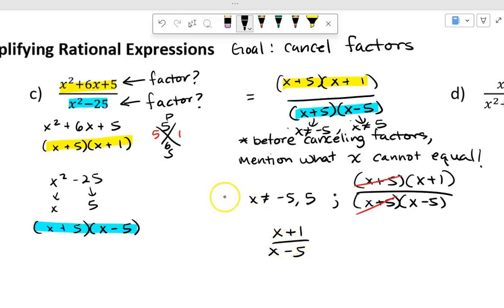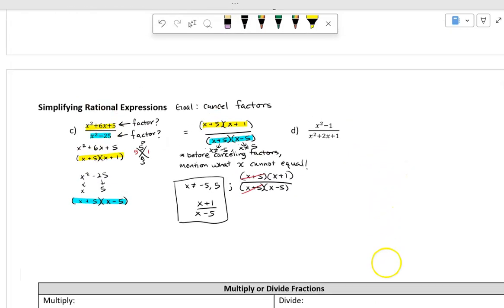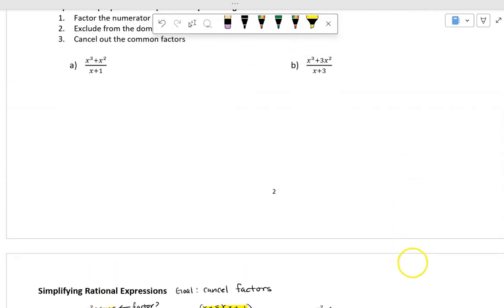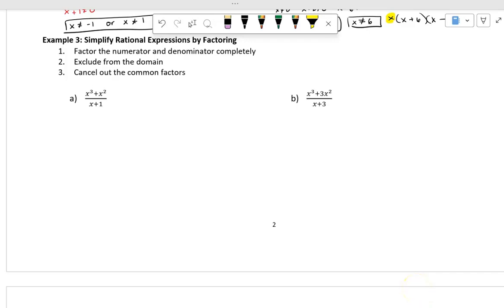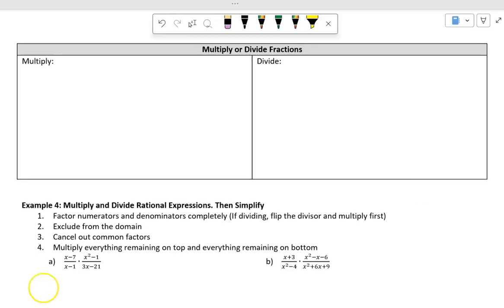They're not in factored form. They're not factors. You can't cancel. In your final answer, make sure you include that x cannot be -5 and x cannot be +5. So the rest of that example is for you. You can factor, cancel, make sure you exclude from the domain, and follow those instructions.